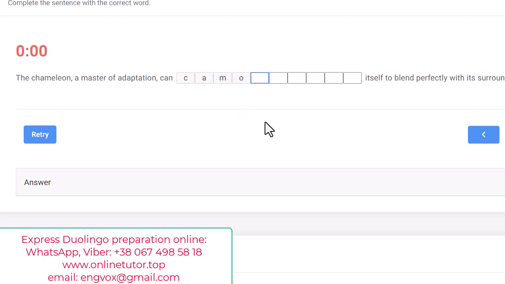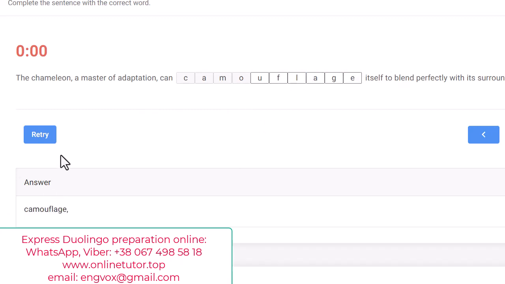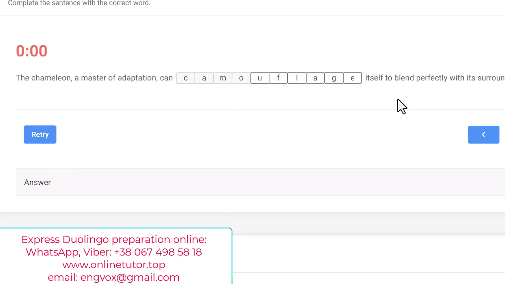Camouflage. Yeah. Camouflage. Can camouflage itself. Camouflage may be a noun and a verb. Yeah. To blend perfectly.